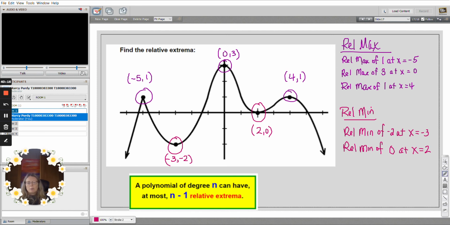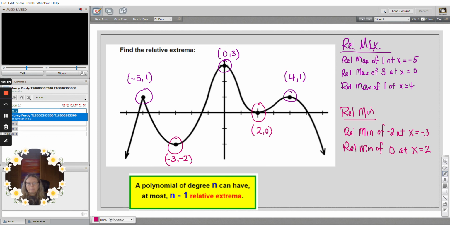Then down there at the bottom in yellow, it says a polynomial of degree n can have at most n minus 1 relative extrema. So you might be saying, well, what is relative extrema? Well, that's the max and min together. So that's all it's referring to. So if the degree is 6, all this is saying is that at most you're going to have 5 relative max and min all together. If the degree is 4, you're going to have at most 3 max and min.